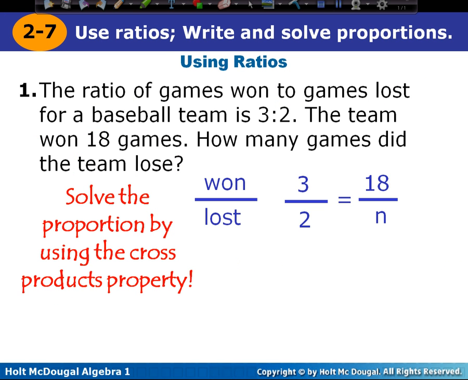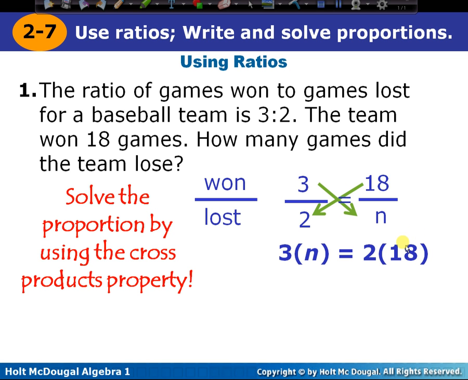This is still the same problem. We're just going to go through and actually solve it. We're going to solve this by cross multiplying. So we're going to say 3 times n and 2 times 18. We're going to set this up to look like this. 3 parentheses n equals 2 parentheses 18.